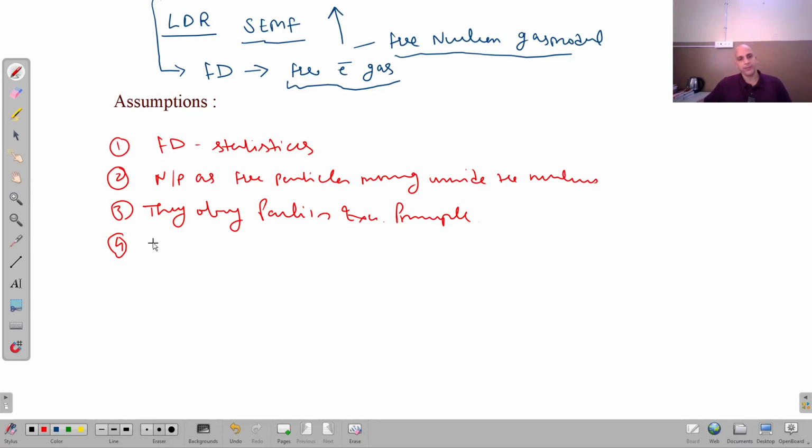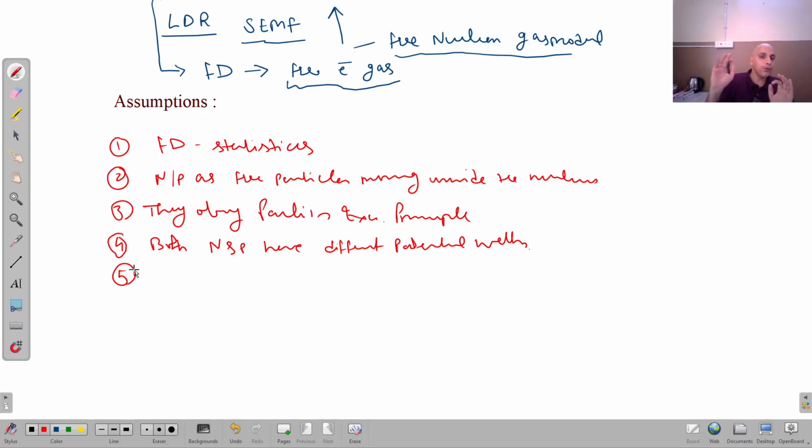So obviously they will have different potential wells in which they are present inside the nucleus. So both neutron and proton have different potential wells. Different potential wells means the height of the potential well will be different in the cases of neutron and proton, right?